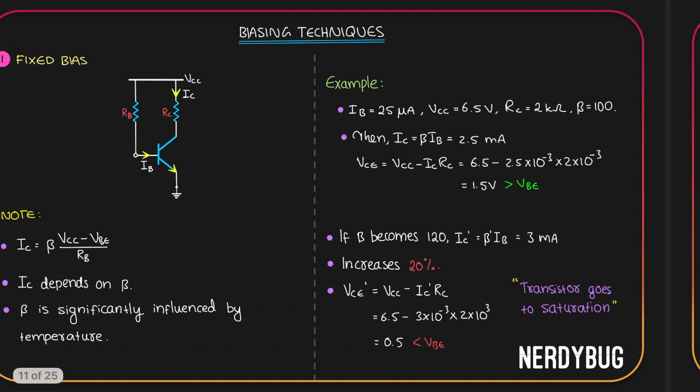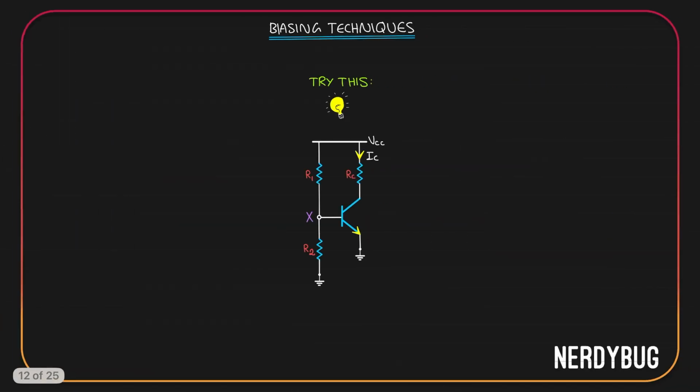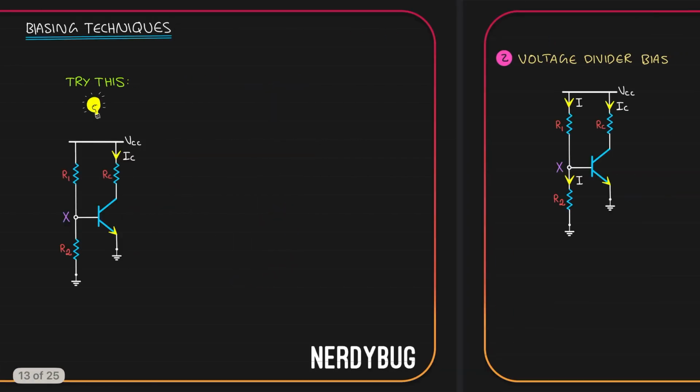For that, let us try a new technique for biasing. Instead of taking VCC through one resistor, I am going to take it using a voltage divider circuit. VCC will be divided between R1 and R2, and whatever R2 gets is going to be supplied between the base and emitter. Let us see how this works.